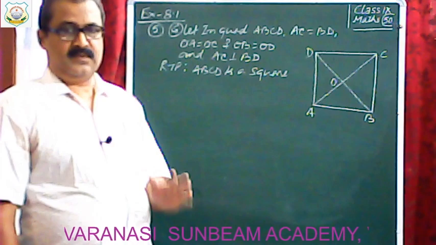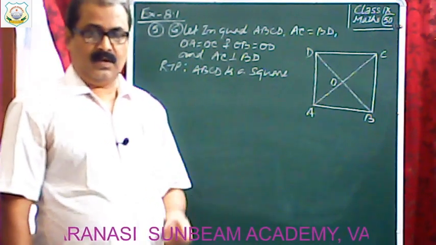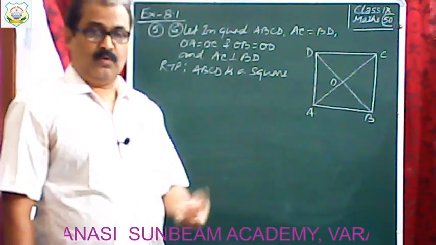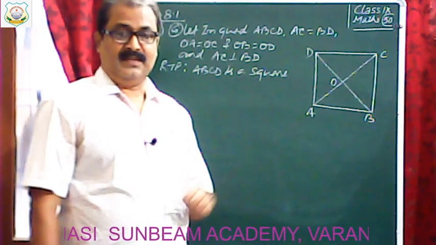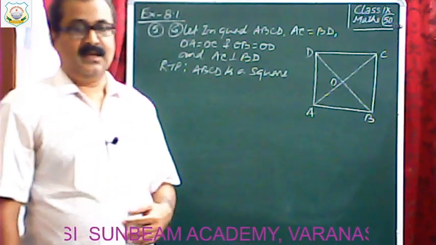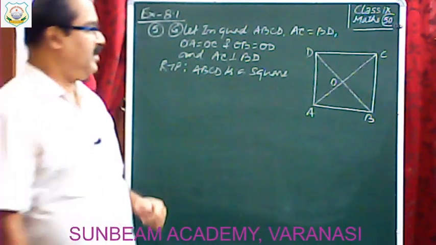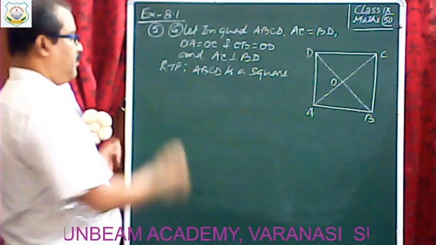Okay, so first of all you have to prove ABCD is a parallelogram, then rhombus, and thereafter you have to show one of the angles of the rhombus is 90 degree, then it is a square. Okay, one by one. First, parallelogram proof.